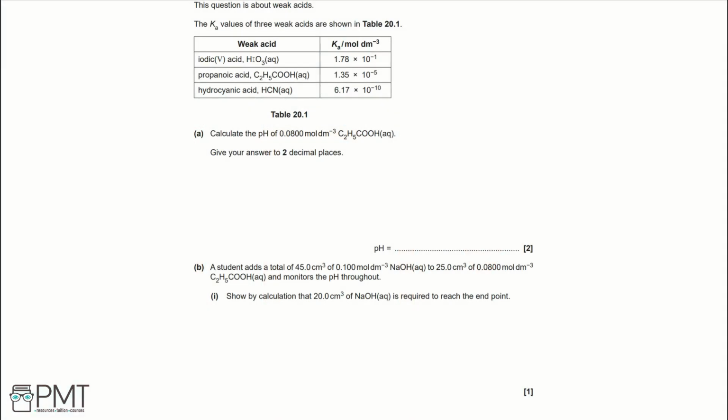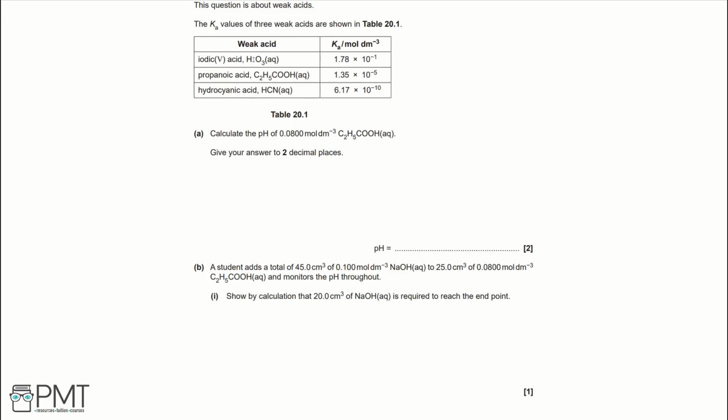This question is about weak acids. The Ka values of 3 weak acids are shown in table 20.1. Part A. Calculate the pH of 0.0800 moles per decimeter cubed C2H5COOH aqueous. Give your answer to 2 decimal places.